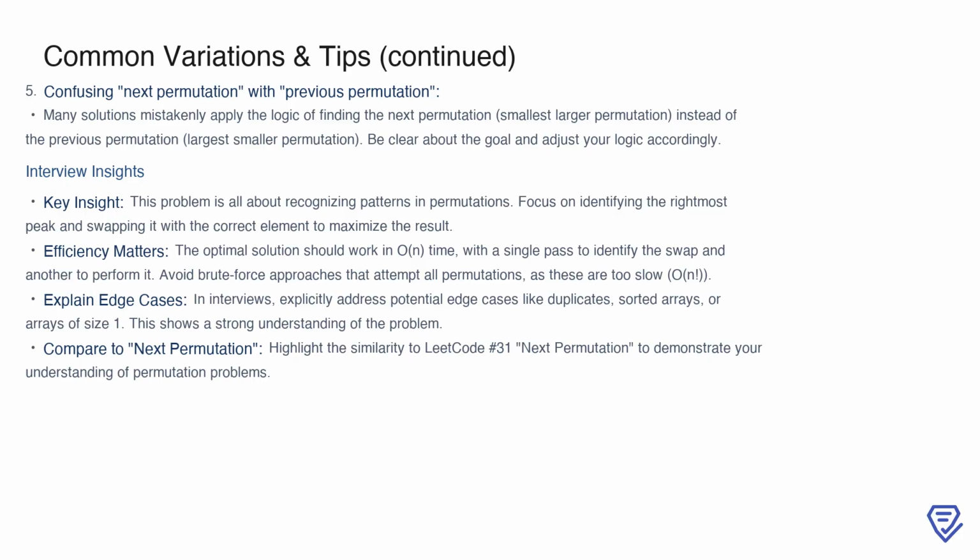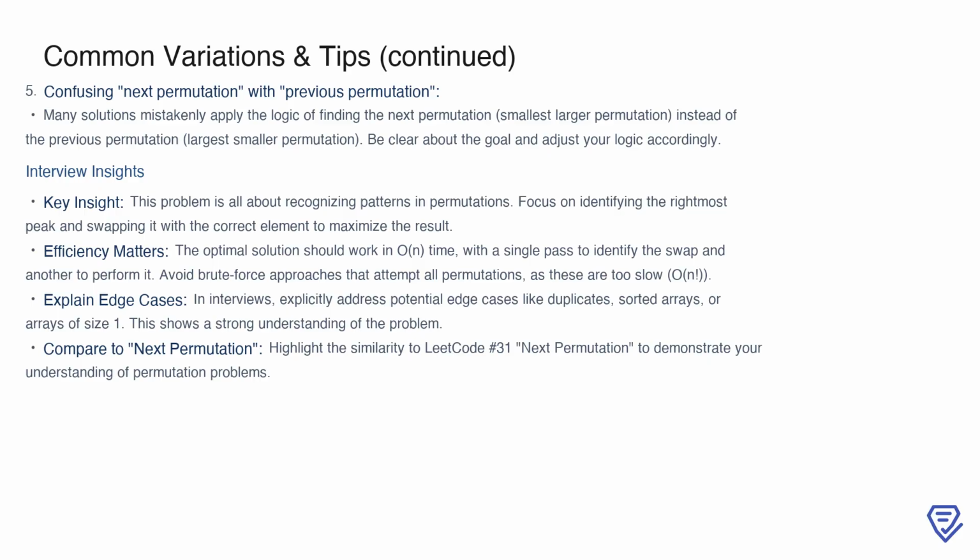Now, from an interview perspective, there are key insights to keep in mind. This problem is fundamentally about recognizing patterns in permutations. Specifically, you need to focus on identifying the rightmost peak and swapping it with the appropriate element to maximize the result. Efficiency is also critical. An optimal solution should run in O(n) time, requiring only a single pass to identify the swap and a second pass to perform it. Brute force approaches, which generate all permutations, are too slow and should be avoided.